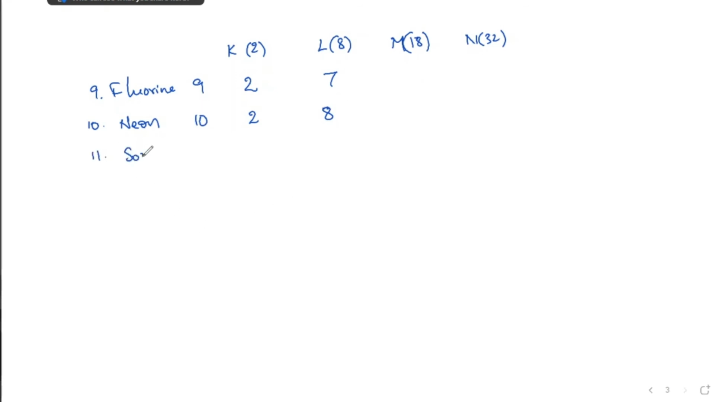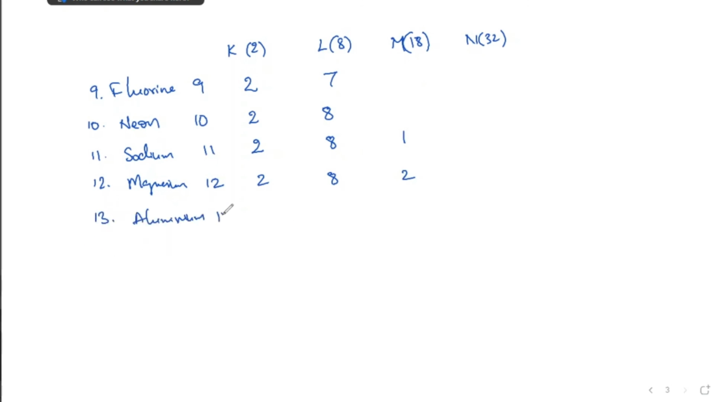Then sodium, whose atomic number is 11, means it has 11 electrons, 2 electrons in K shell and 8 electrons in L shell, and the left 1 electron goes to shell M. Similarly, for magnesium, its atomic number is 12, so 2 in K shell, 8 in L shell, 2 in M shell. So it goes on like that.